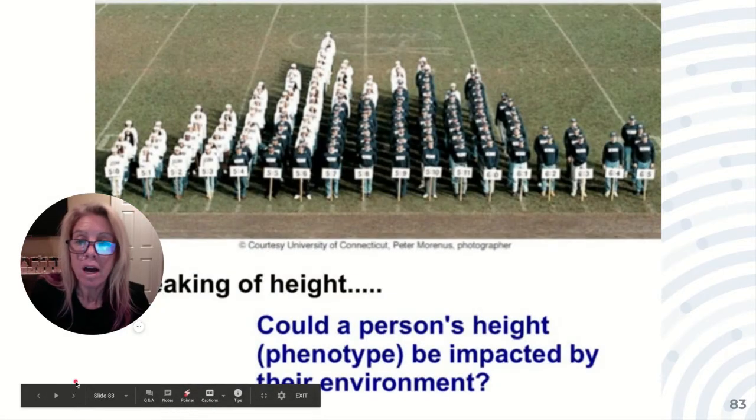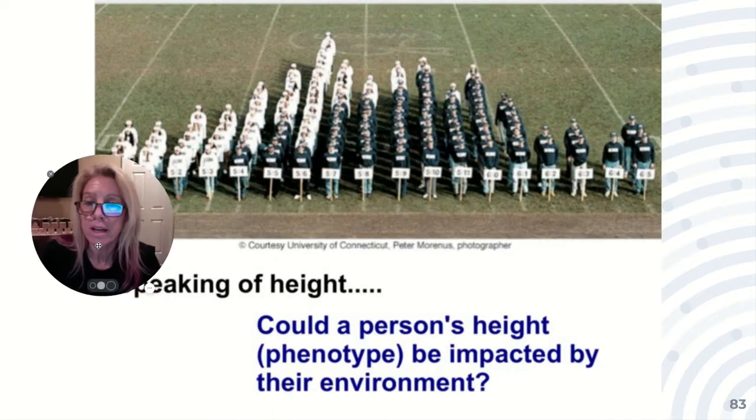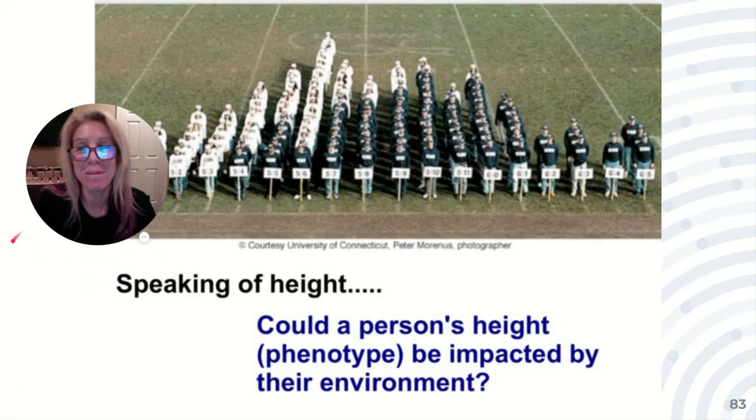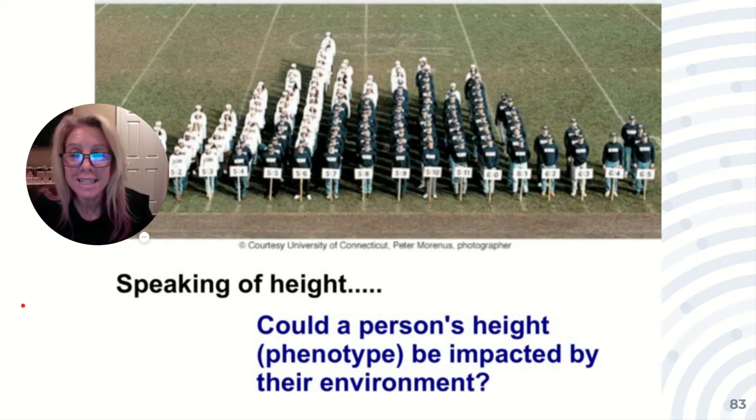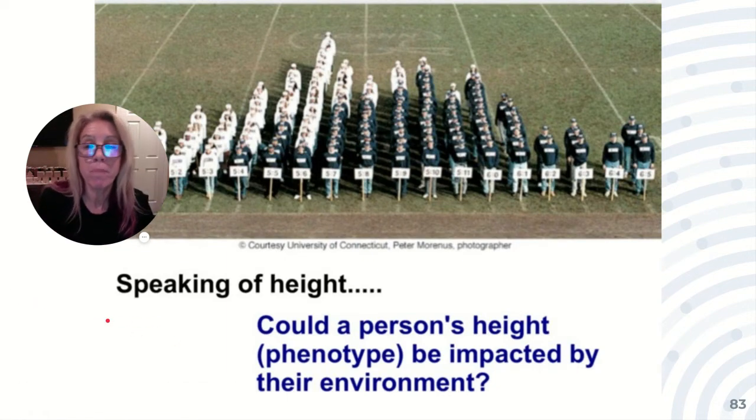So as far as height goes, boy, this has happened the whole time. I'm really sorry there.